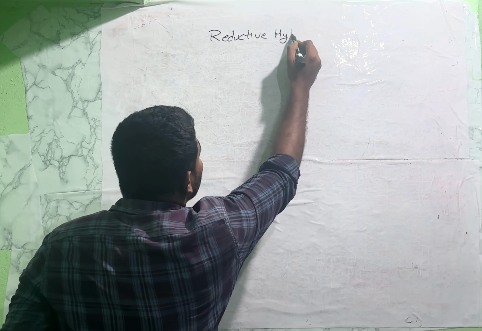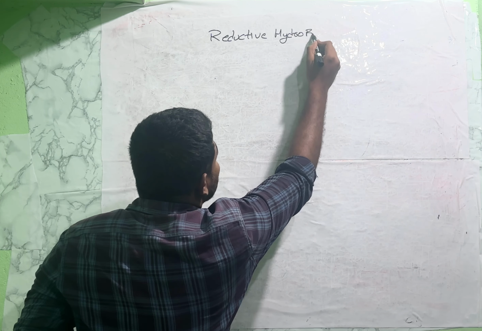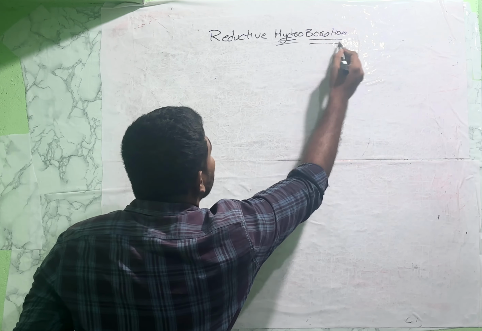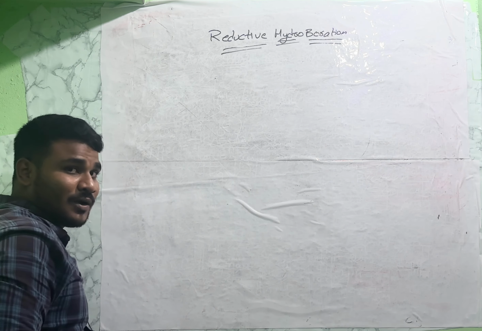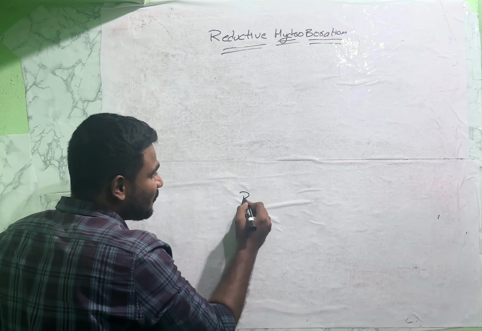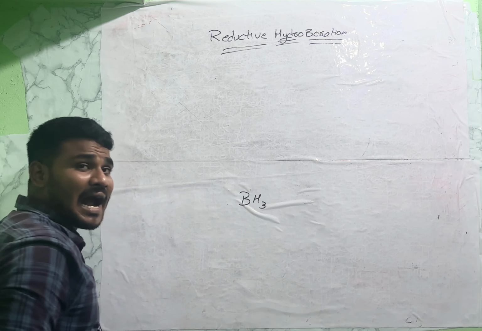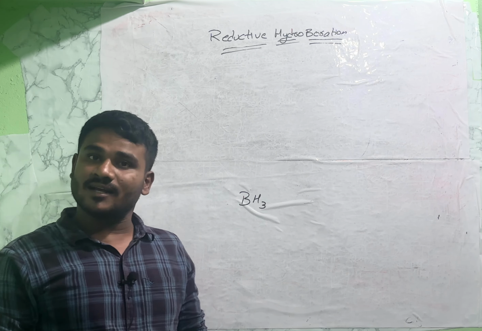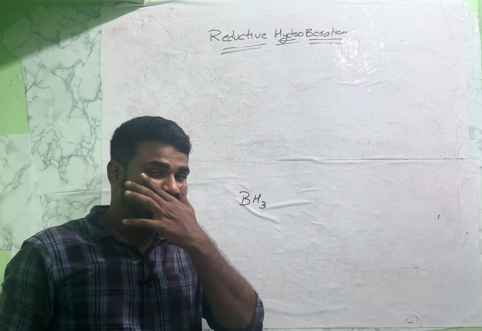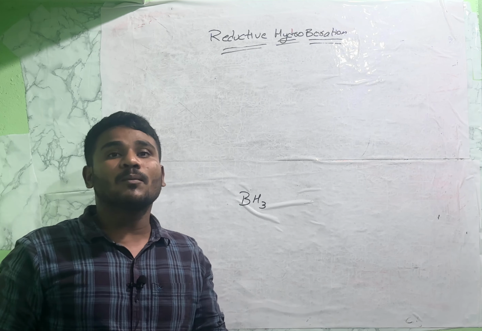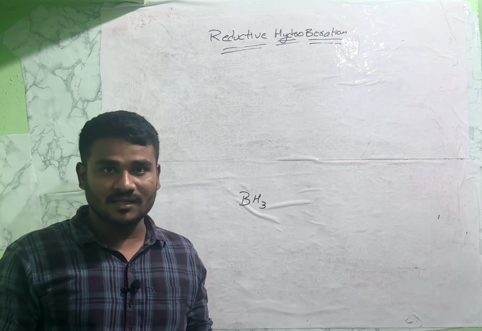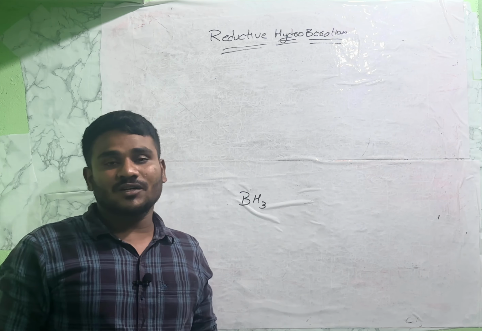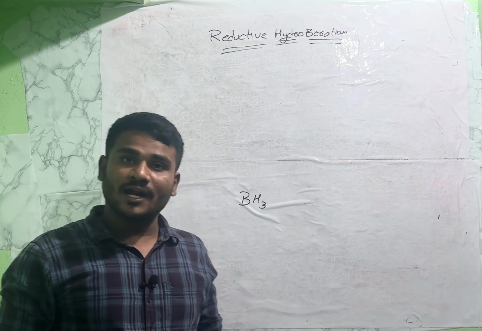Reductive hydroboration. What is reductive hydroboration? Addition of BH3 to an unsaturated compound is known as reductive hydroboration. What is unsaturated? Double or triple bonds present between two elements is known as unsaturation. Addition of this BH3 to an unsaturated compound is known as reductive hydroboration.